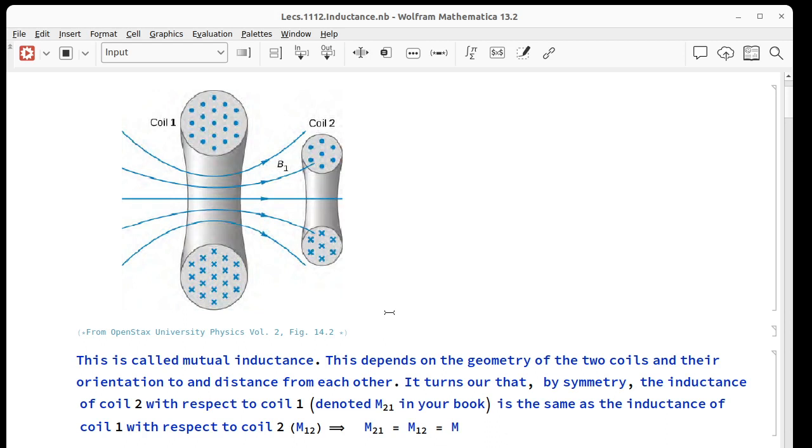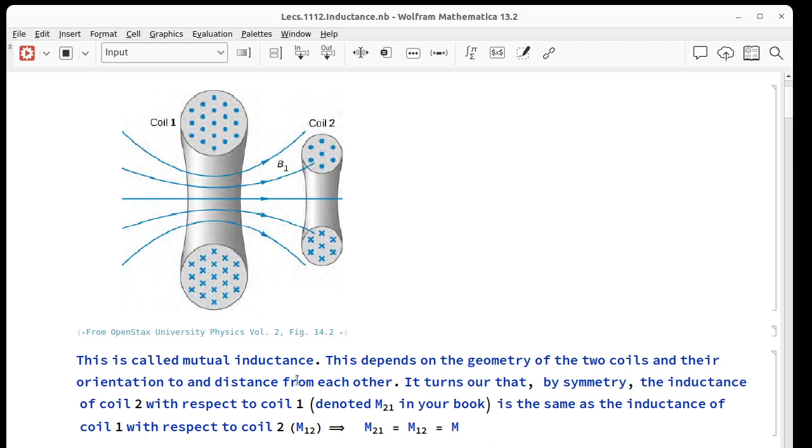So we can drop the subscripts and just say the mutual inductance of the two looks like this: N2 times phi21 over I1, which is the same thing as N1 phi12 over I2. The units of inductance here are henries, and again, this is a capital H because it's a name. And a 1 henry inductor is a pretty large inductance.